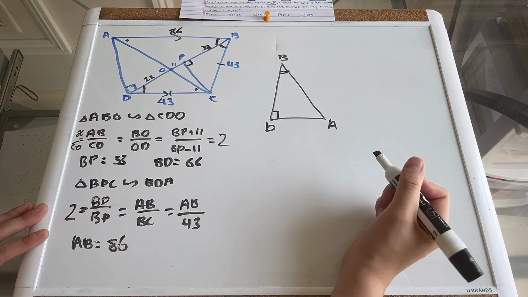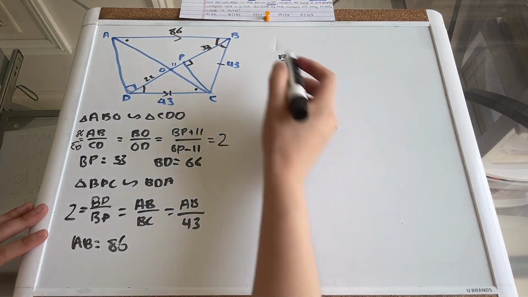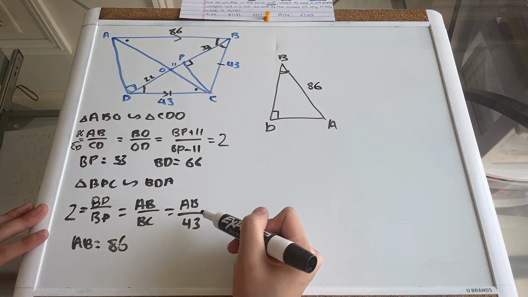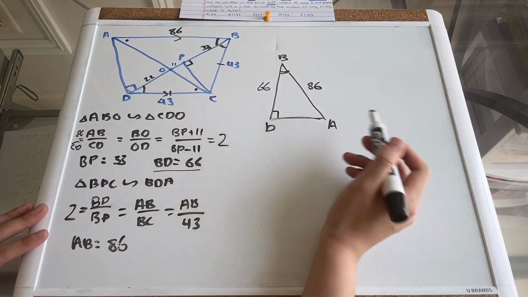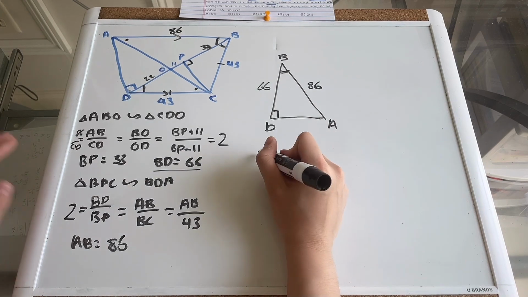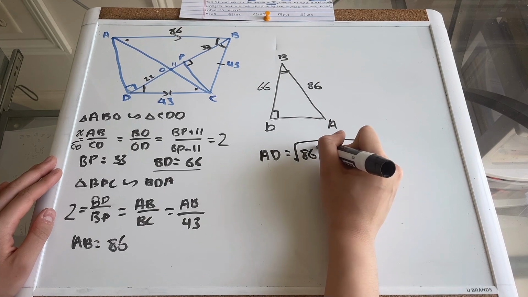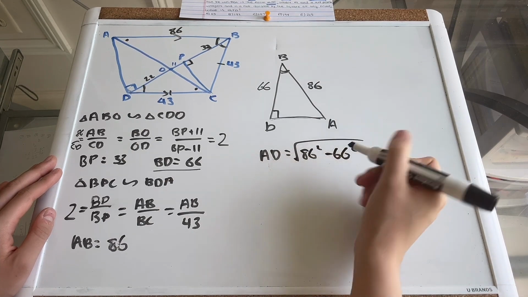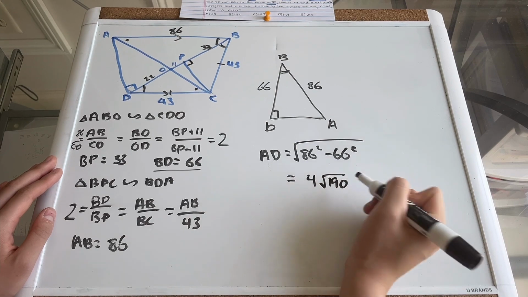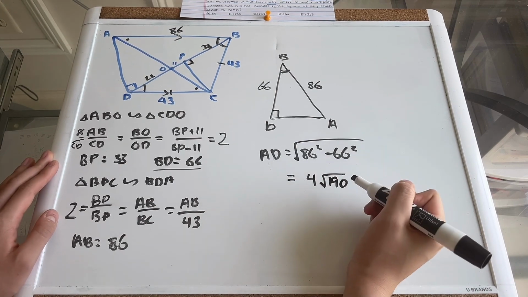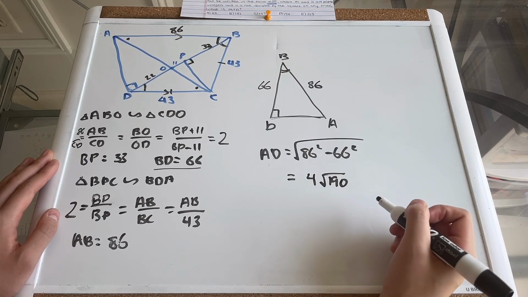So basically what this means is we know the length of AB is 86. We know the length of BD is 66. So to find AD, we just have to use the Pythagorean theorem. So AD is just going to be equal to the square root of 86 squared minus 66 squared. And this gives us 4 times the square root of 190. This is in simplest form because 190 is equal to 19 times 10, which can't be simplified down anymore.